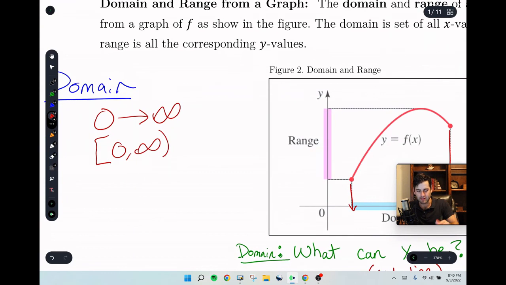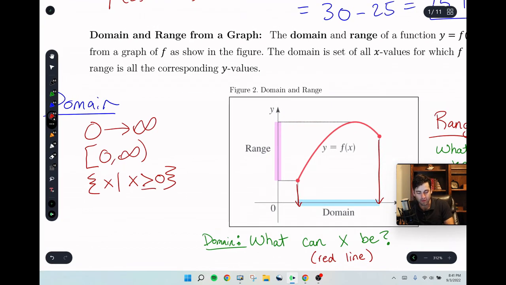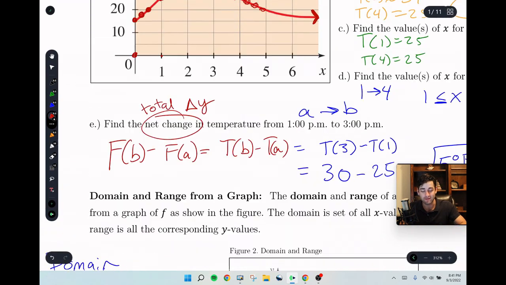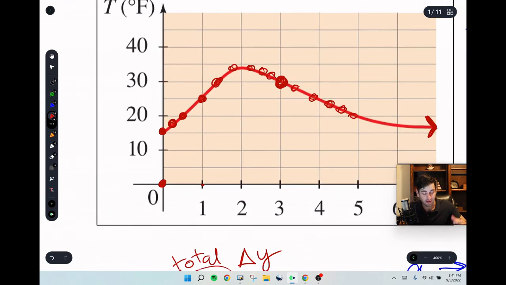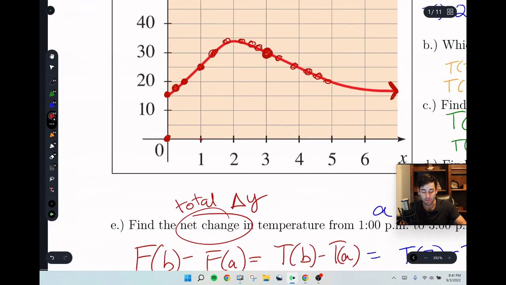And then in set builder notation, we write x bar, x has to be greater than 0. And that's it. Because x has to be greater than 0. Oh, or equal to. Good catch. X has to be greater than or equal to 0. And the only way we know to define that is we go back and look at our graph and say, can x be 0? Can our x be 0? Well, let's think about it in terms of temperature. At time 0, what was the temperature? 15? Yeah, time can be 0 then.